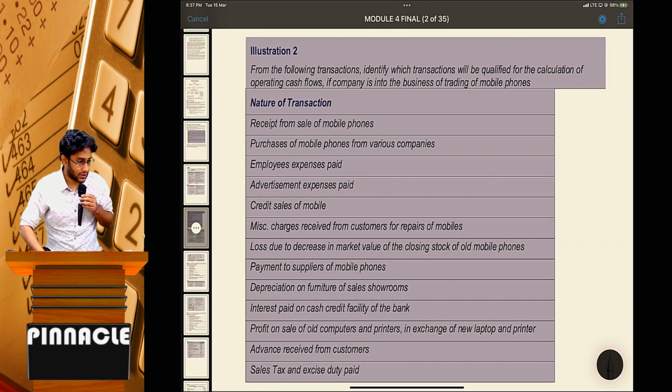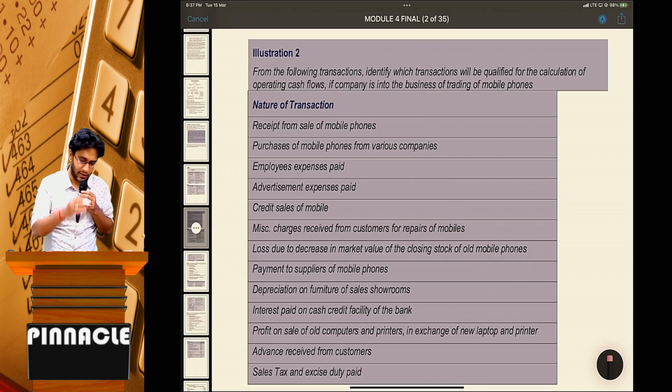Okay, from the following transactions, identify which transactions will be qualified for the calculation of operating cash flows if the company is into the business of trading of mobile phones. Receipt from sale of mobile phones, is it operating or not? You have to tell only that. Yes. Next, purchase of mobile phones from various companies. Yes. Employee expenses paid. Yes.